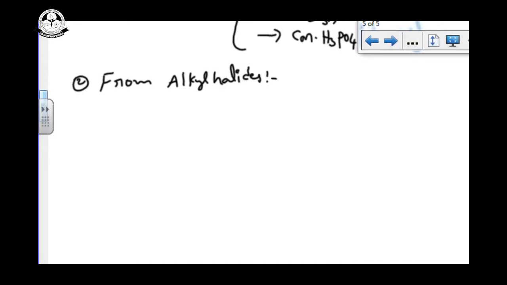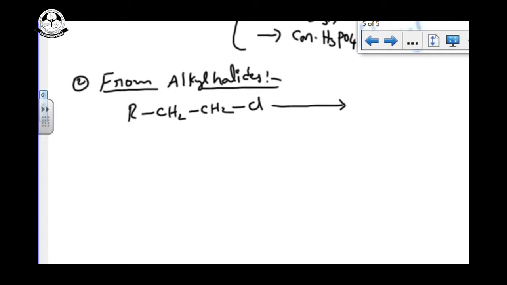How to prepare alkenes from alkyl halides? So I am taking an alkyl halide, RCH2CH2Cl, where there is a halogen, chlorine I am taking, supposedly. This is the alkyl halide. I want to convert it into an alkene.